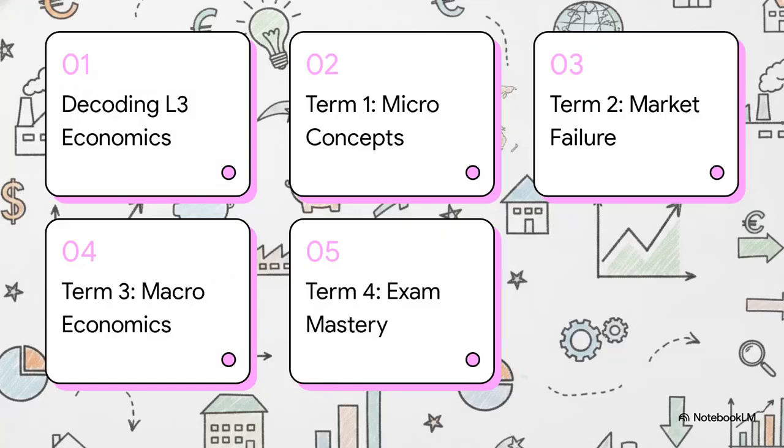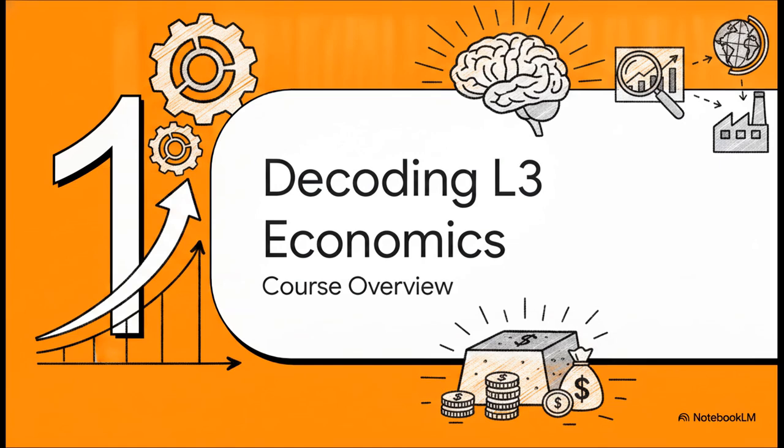So, here's our game plan for the year. First, we'll decode what Level 3 economics actually is. Then we'll move chronologically through Term 1's microconcepts, Term 2's market failure, Term 3's macroeconomics, and we'll wrap up with Term 4's NCEA exam mastery. Let's jump into Section 1.